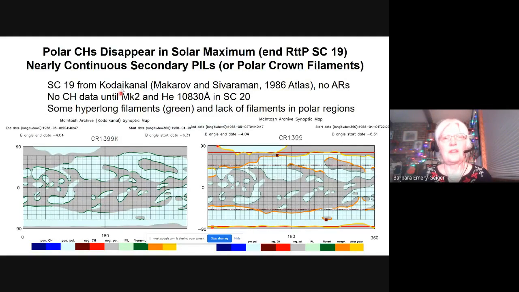This is the next example. I took it from the end of the rush to the pole from solar cycle 19. One of the things we find is almost continuous secondary polarity inversion lines or polar crown filaments. And so that's certainly the case here. If you just looked at this by eye, you'd say this is our primary and this one is our secondary.